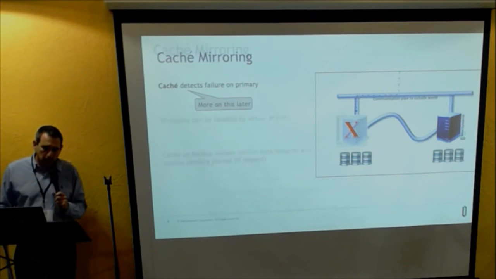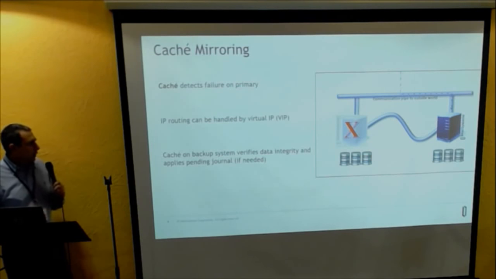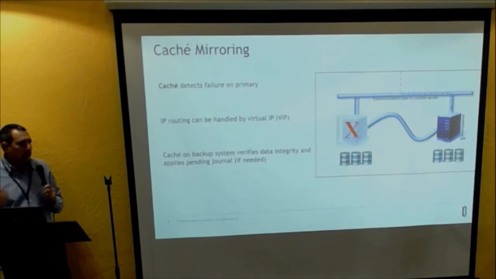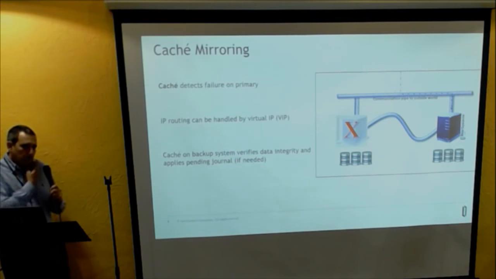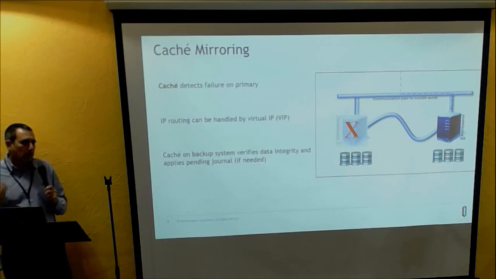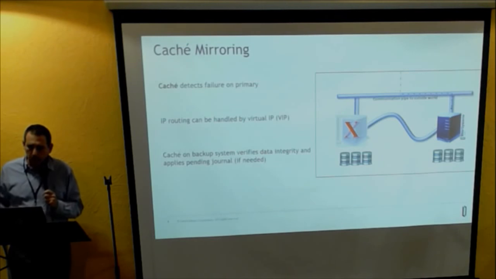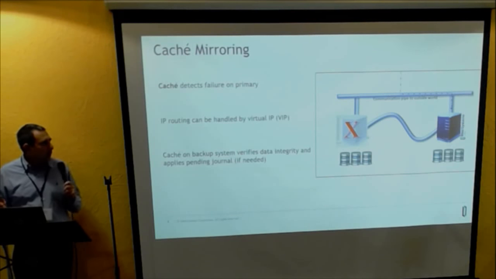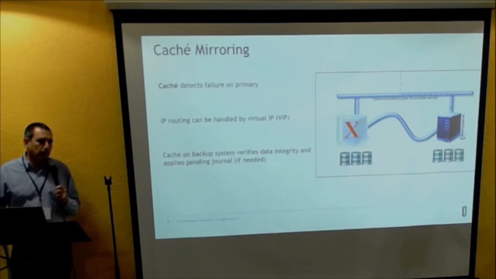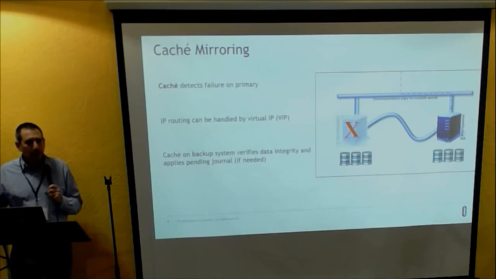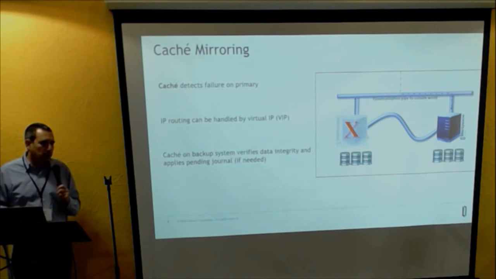At that point, we're doing two things. One is we handle the IP routing. So the second server is waking up. It's saying, okay, I need to own the primary's IP address. So I take ownership of that IP address. And at that point, the cache on the backup system is up and running, accepting connections from application servers, and from the user perspective, it's usually within a couple of seconds, everything fails over, so there's no interruption to the user.